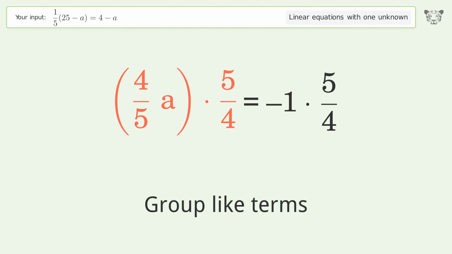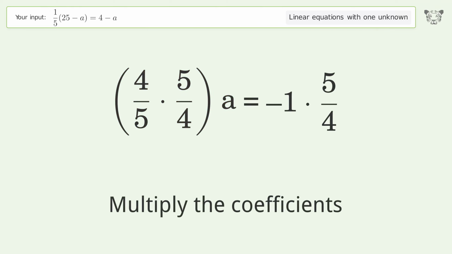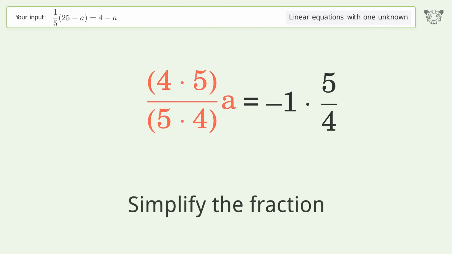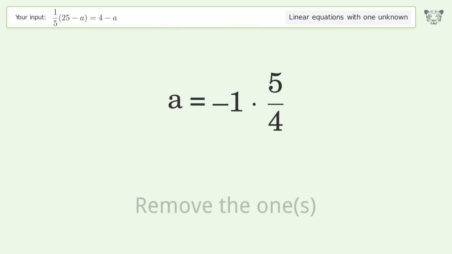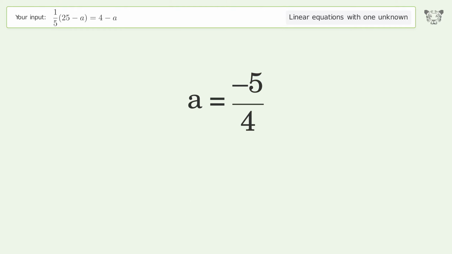Group like terms. Multiply the coefficients. Simplify the fraction. Remove the ones. And so the final result is a equals -5/4.